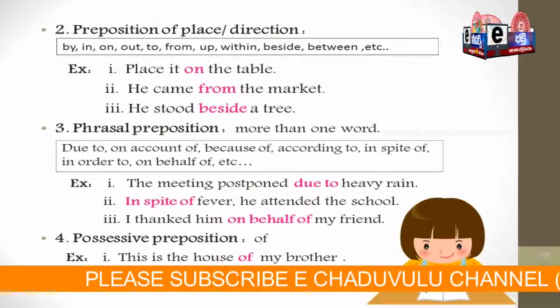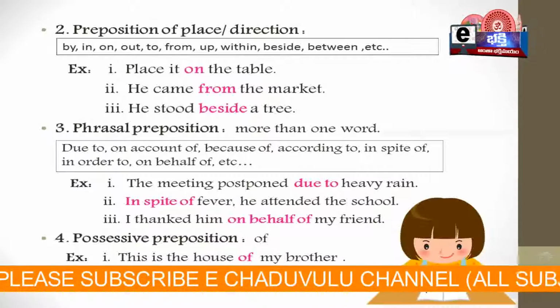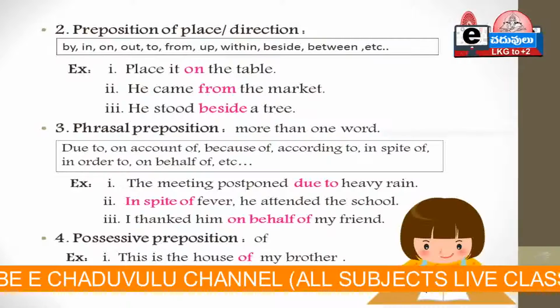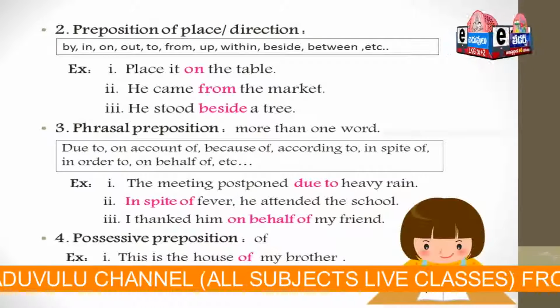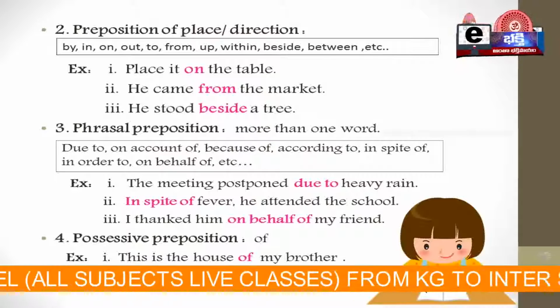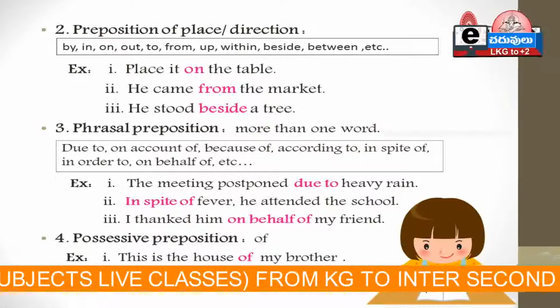Possessive preposition of. This is the house of my brother. The climate of the city is very pleasant. So here the preposition of is indicating possessiveness.